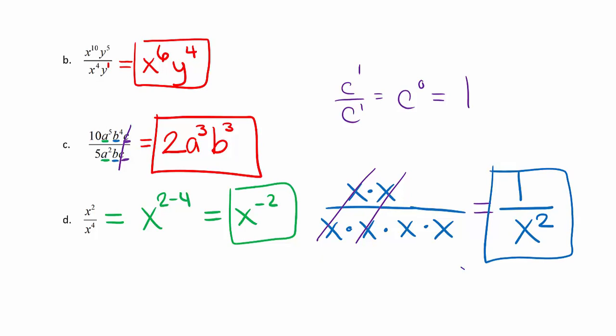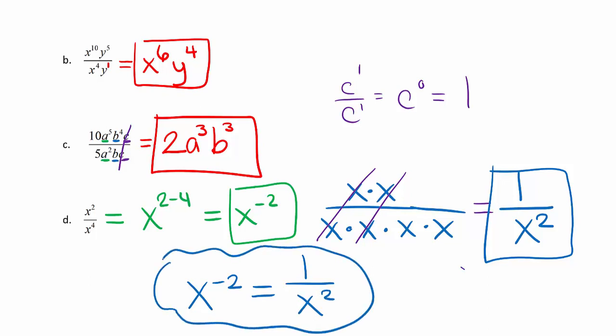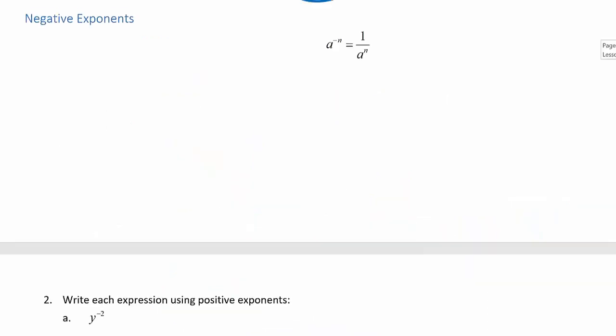So I did this problem using two different methods. Using the quotient rule, and also thinking about this problem as a fraction. The quotient rule always works, and so that tells me x to the negative 2 is the exact same thing as 1 over x squared. And so that brings me to the next definition I'm going to give. Negative exponents are defined to be reciprocals.